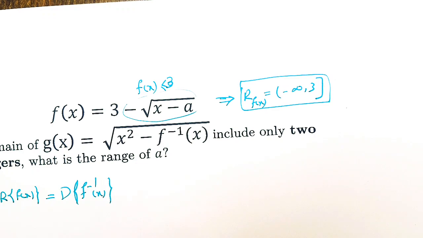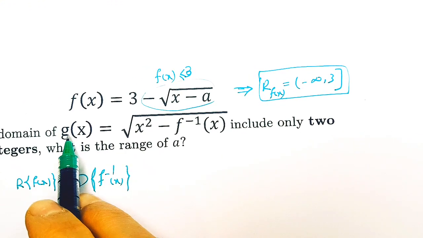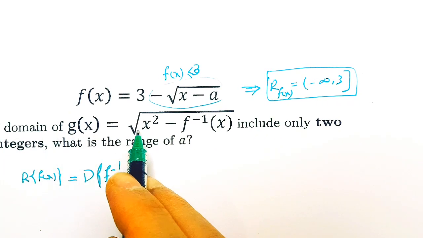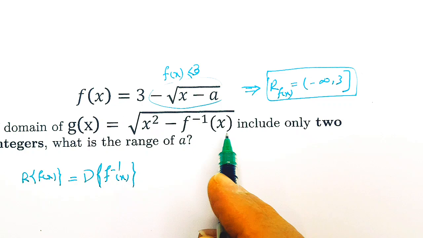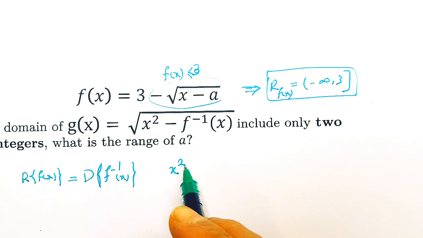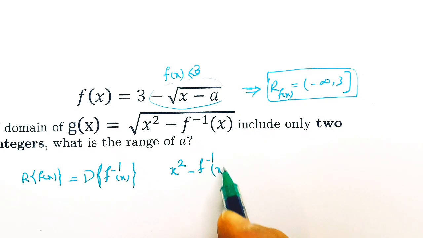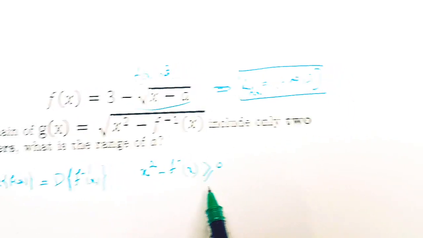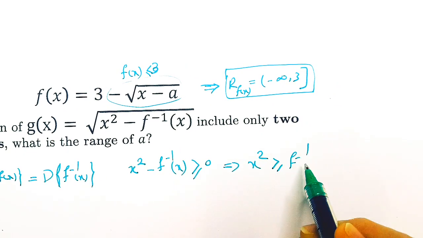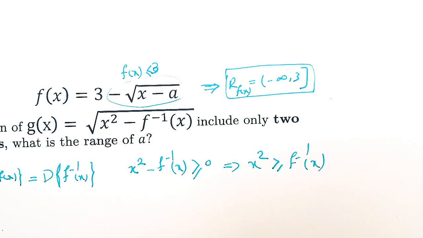So if we want to calculate the domain of g(x), the term under the square root should always be more than or equal to 0. So x squared minus f inverse of x should be more than or equal to 0. From here, x squared is more than or equal to f inverse of x.